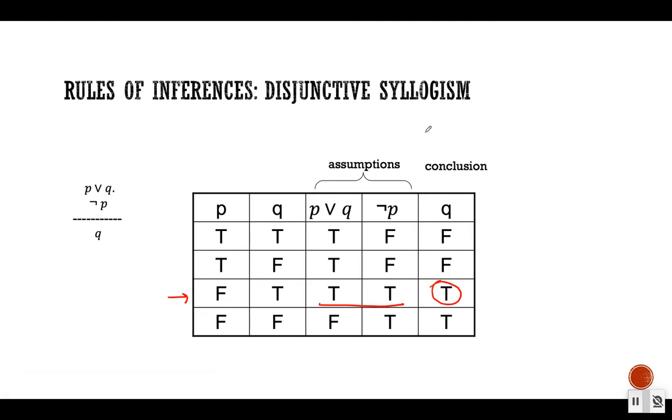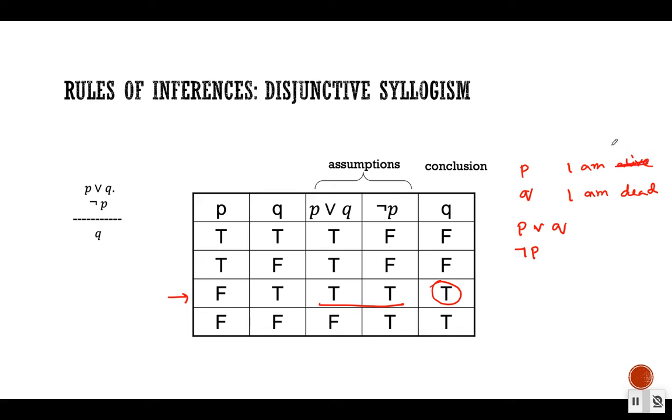So let's see one example. We also talked about this example. P stands for I am alive, and Q stands for I am dead. And I am saying either any one of them is true. Obviously I am either dead or alive. So any one of them has to be always true. So this is the only option. I can be either alive or I can be dead. Now I know that not P, I'm not alive.